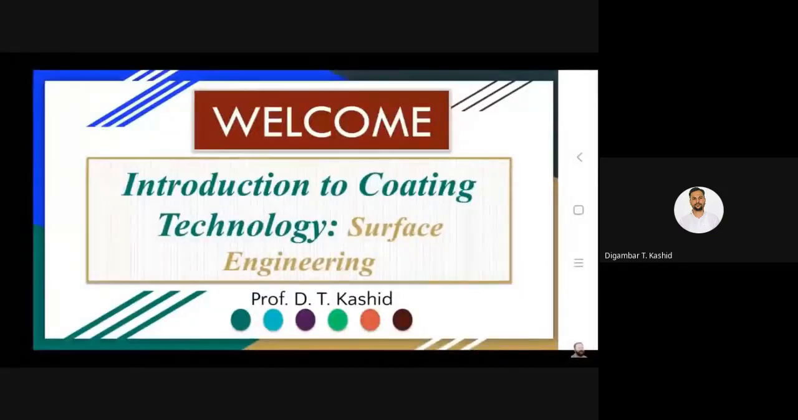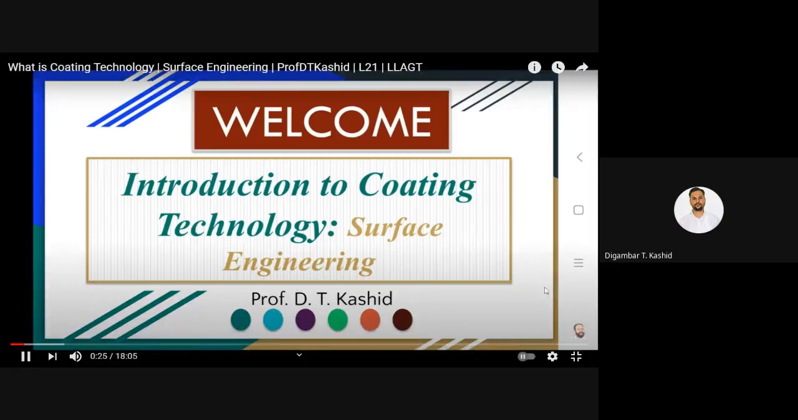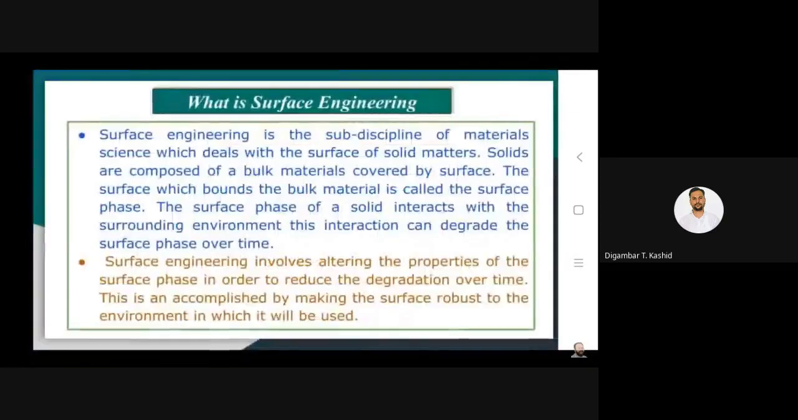Topic, that is introduction to coating technology. As coating technology belongs to the surface engineering discipline, what is meant by surface engineering? So we'll start with this point. Surface engineering is the sub-discipline of metal science which deals with the surface of solid matter. Solid matter is composed of bulk material, which is covered by the surface, and the surface which bounds the bulk material is called the surface phase.